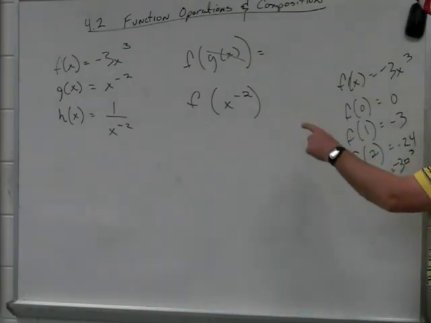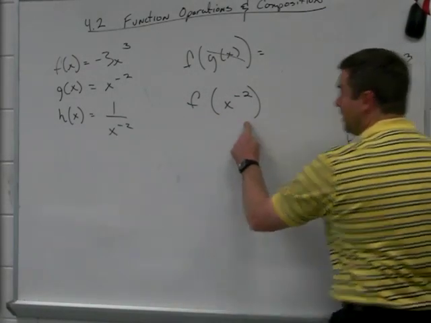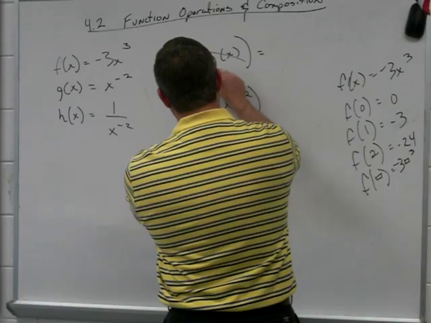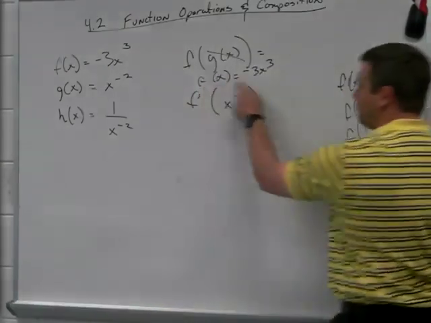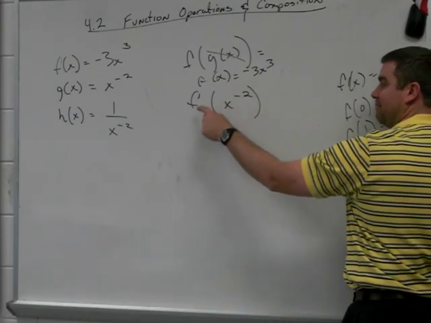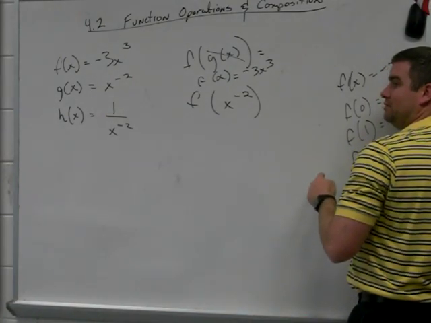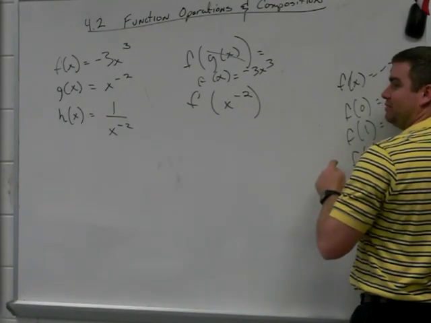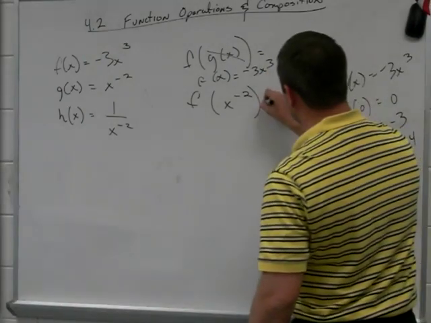So back to this problem, now that I've refreshed you a little bit, let's go back to this problem. I'm going to write it right here. f of x is equal to negative 3x cubed. There's the formula. There's the definition of f of x. So if I'm trying to find f of x to the negative 2, then what am I going to do with x to the negative 2? Plug it in. I'm going to stick it in right there. And it's going to look like this.